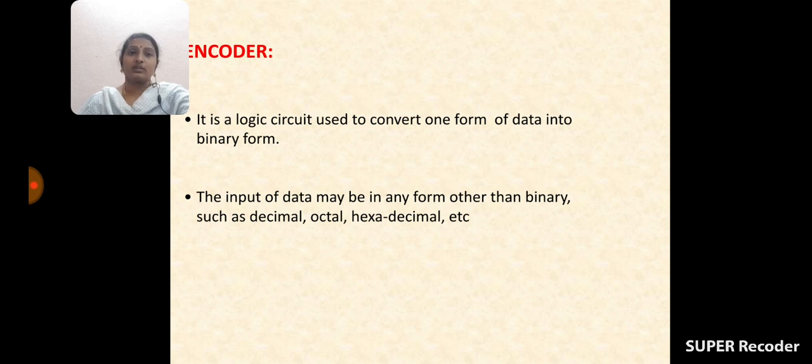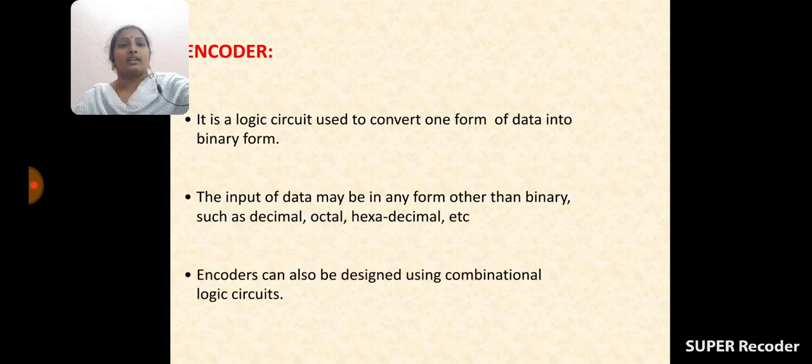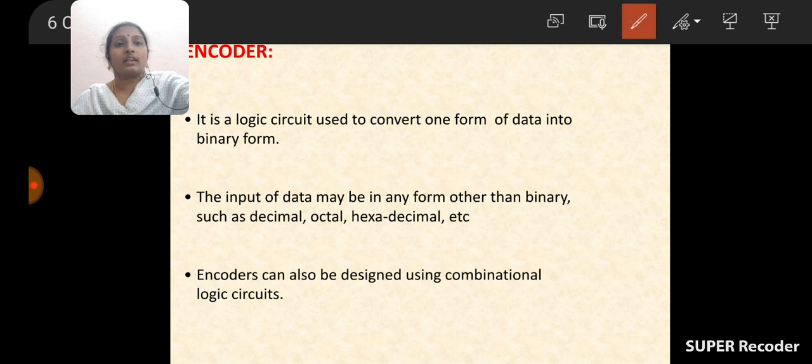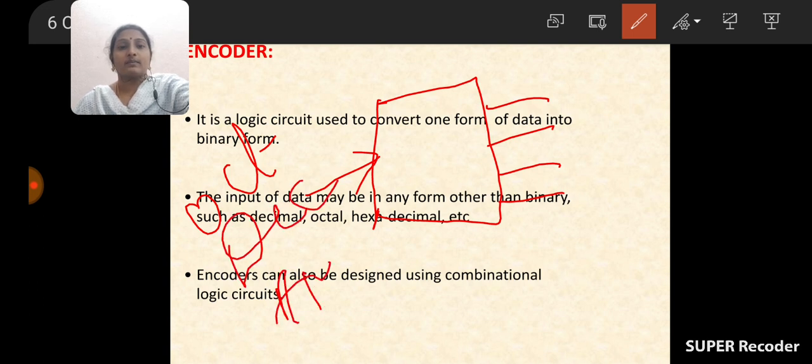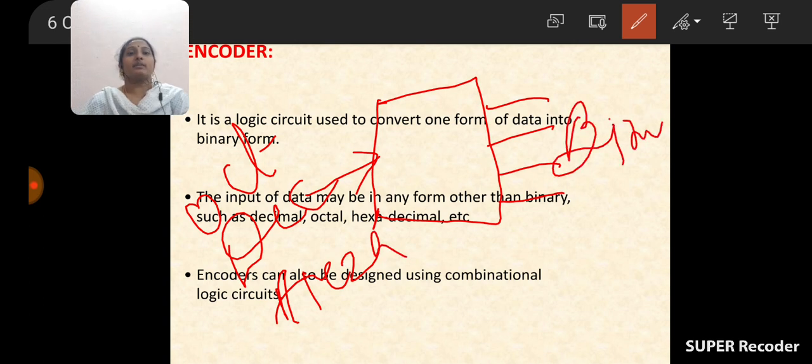And what is the output? Binary. The input data may be in any form other than binary, because the output of the encoder is binary. For example, if I draw the block diagram like this, this is the output side and this is the input side. The input side may have an octal, decimal, or hexadecimal number system, but the output side has only the binary number system.